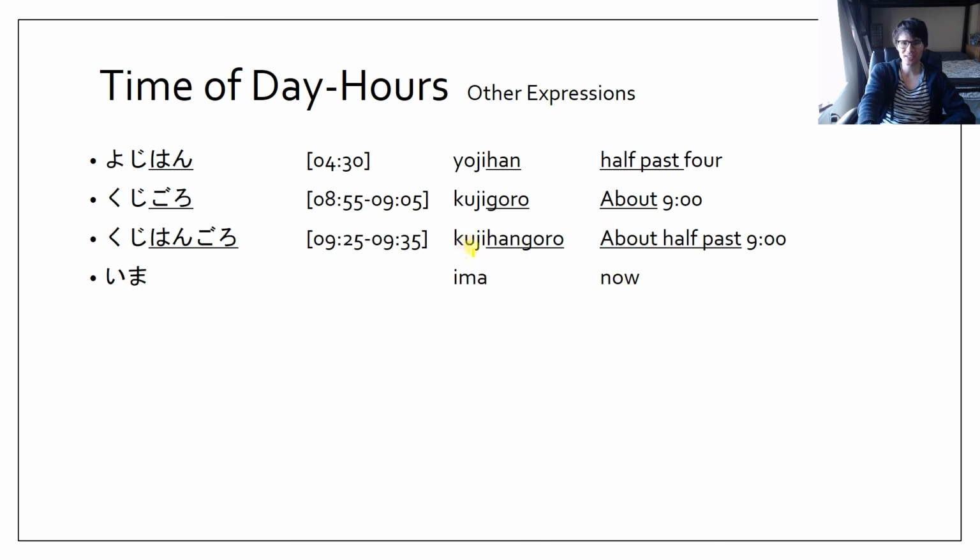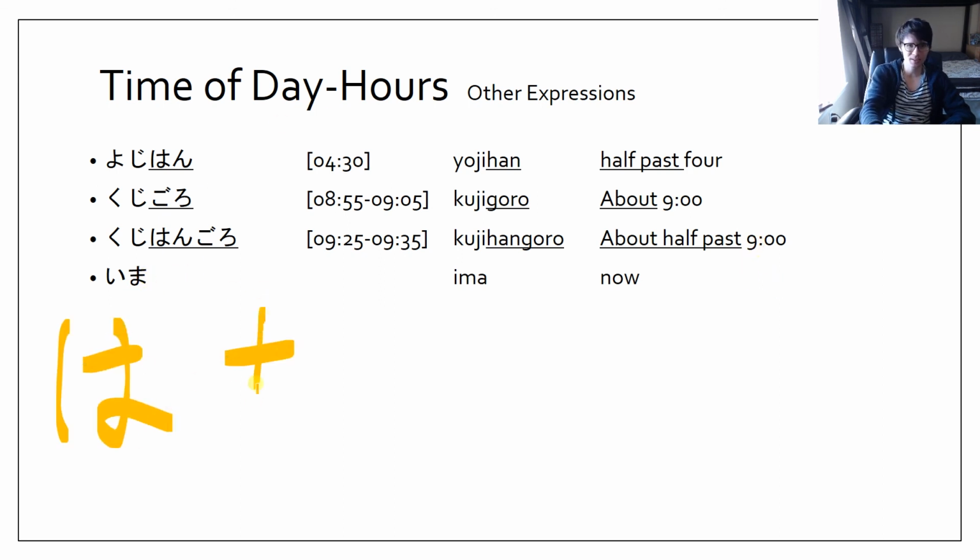So let's go ahead and check that out. In Japanese we have kuji, which is 9 o'clock, han, which is half past, and then goro, which is about. So let's say it all together. 9時半頃. 9時半頃. Alright, so if I wanted to say like about half past 8, it would be, can you guess?